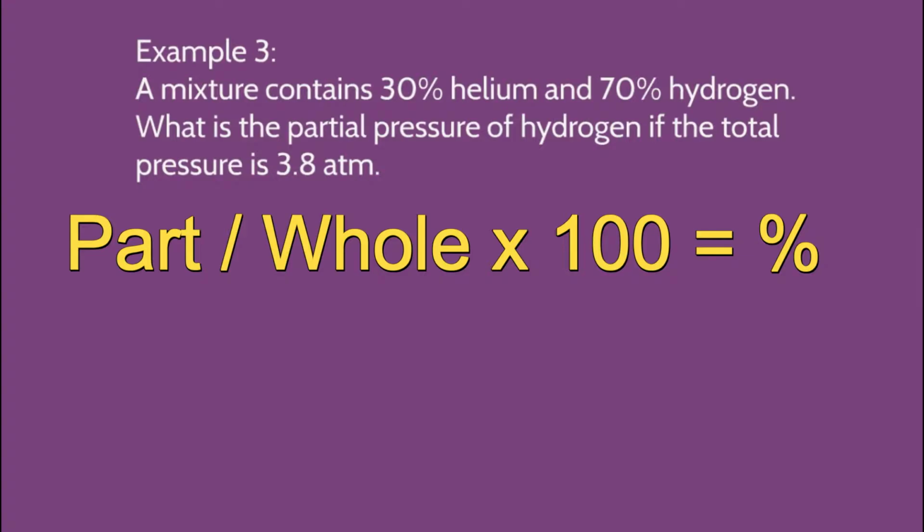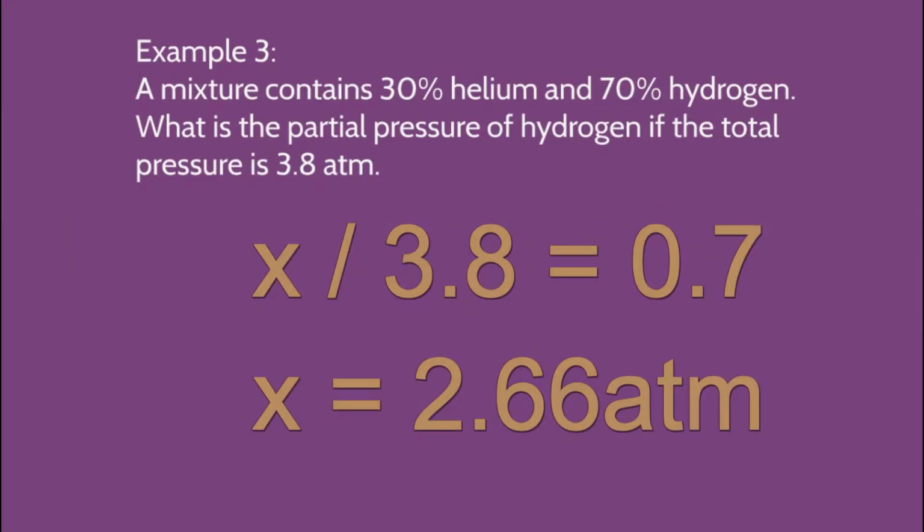Now start looking at your question. A mixture contains 30% helium, 70% hydrogen. When you add the 30 plus the 70, what do you get? 100. That's a total. What is the partial pressure of hydrogen? Which one of these is hydrogen? If the total pressure is 3.8 ATM, which means this is our whole. So guess what? It's just a percent problem. It's not really a Dalton's law problem, but they can form it exactly the same way.